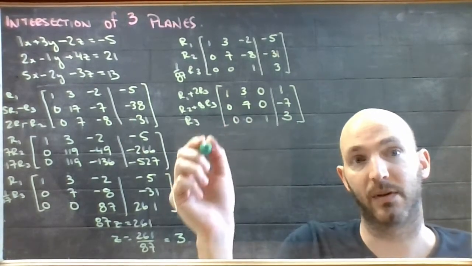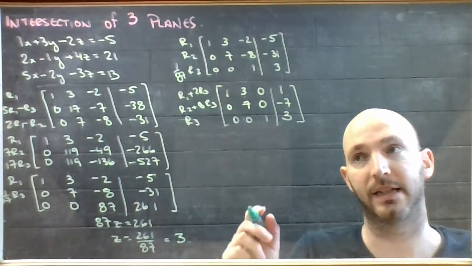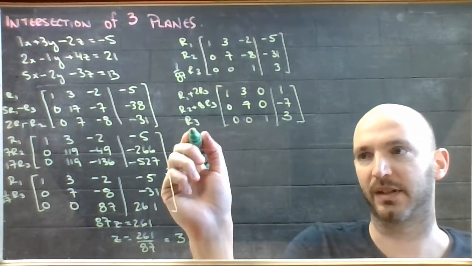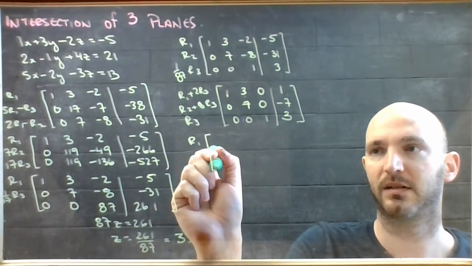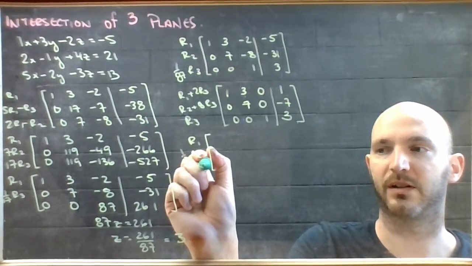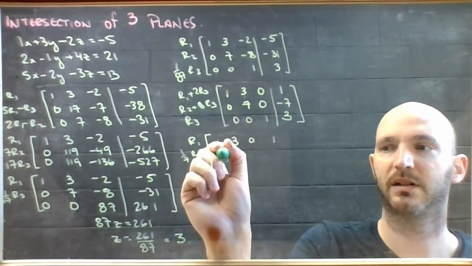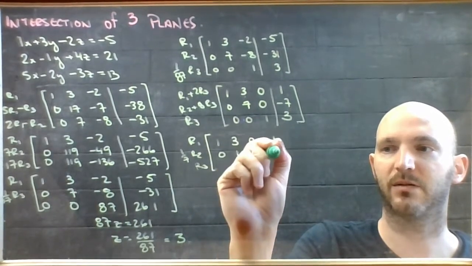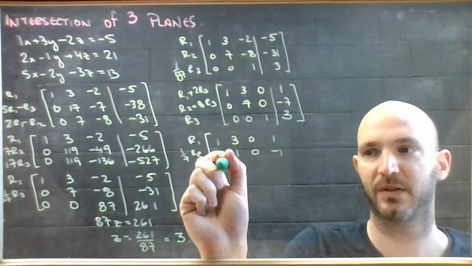So I'm going to take 1/7 of R2 there. And I'm going to add it to, well, no, let's do one thing at a time. Jared, don't get too carried away. 1/7 of R2, and I'm going to leave R3 alone. So 1, 3, 0, 1, 0, 1, 0, minus 1. 1y is negative 1. We've got another number solved.